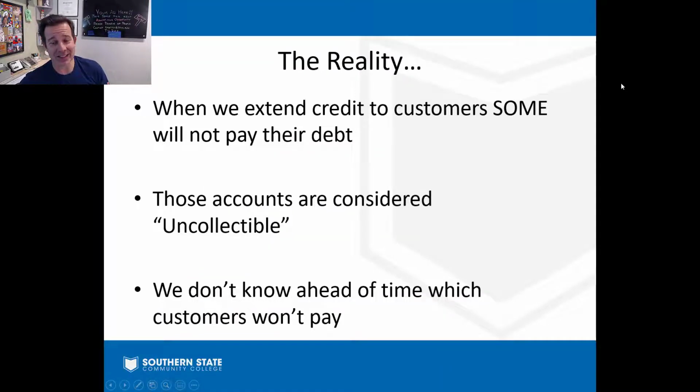So what do we do? The reality on an uncollectible receivable, a situation where we think we're not going to get paid back. When we extend credit to some people, the reality is they're not going to pay their debt, unfortunately. That's the way the world works. We consider those accounts uncollectible. And we don't know which customers aren't going to pay us back on their account receivable ahead of time. If we knew that information, we wouldn't have sold to them on credit in the first place, right? Obviously. So we don't know exactly ahead of time who's going to be uncollectible.